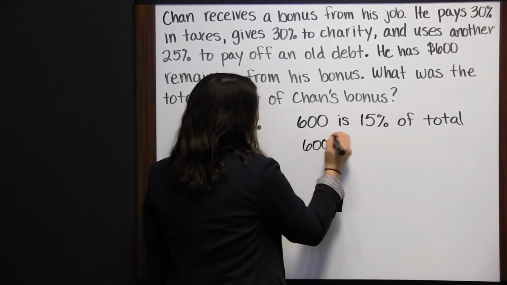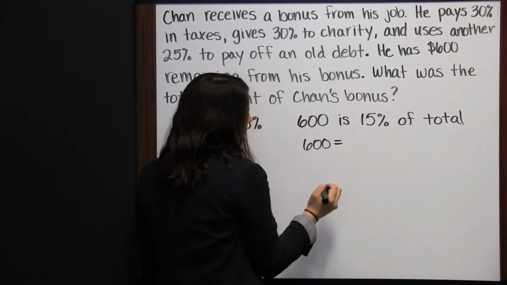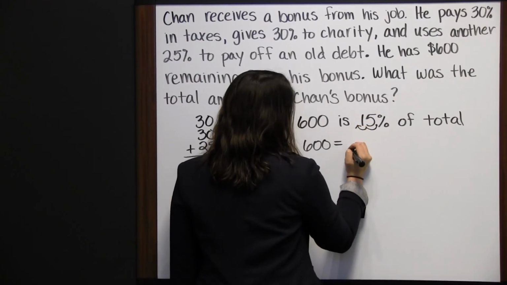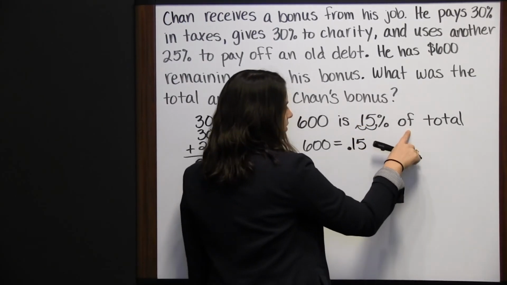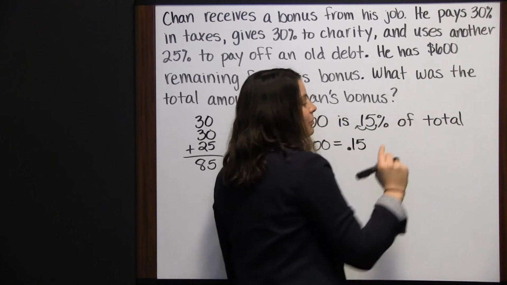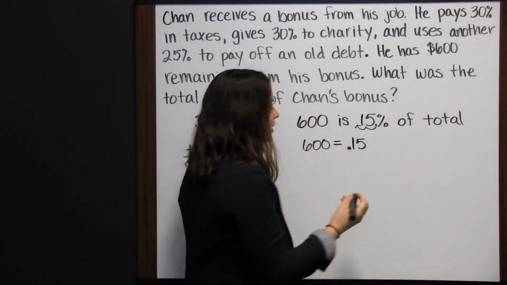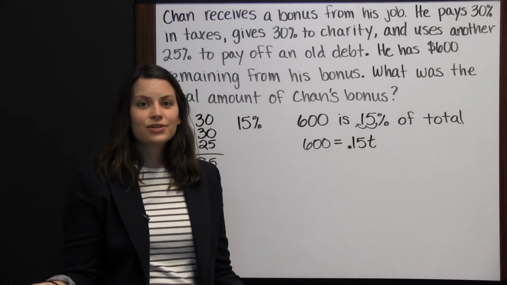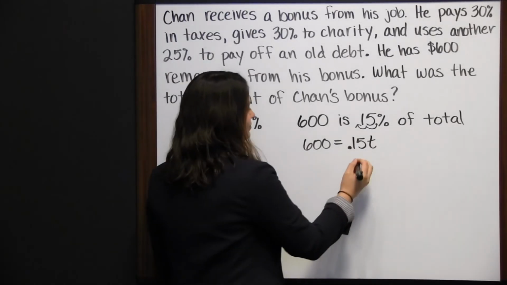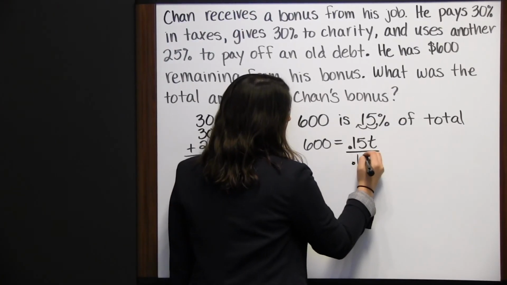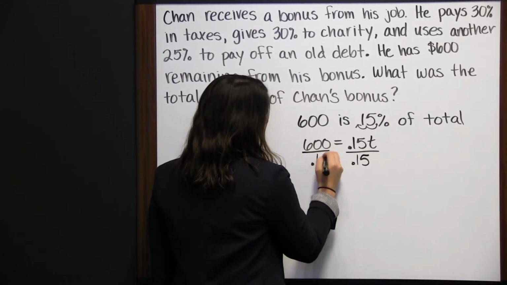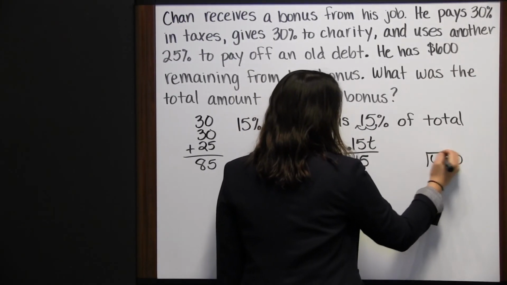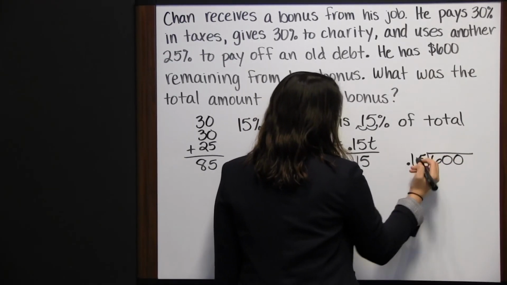600 equals, change the percent to a decimal. Of means to multiply, and we don't know the total, so use a variable, like t. And now we just need to solve for t. So divide both sides by 15/100. So 600 divided by 15 hundredths.